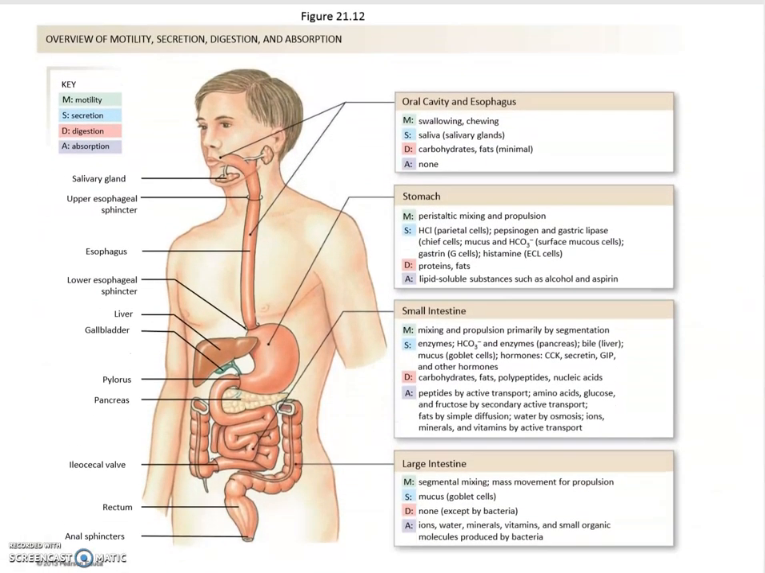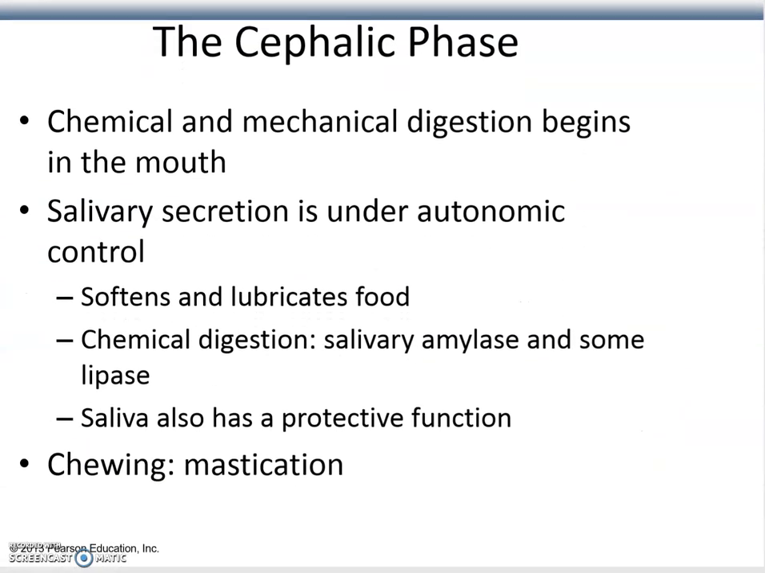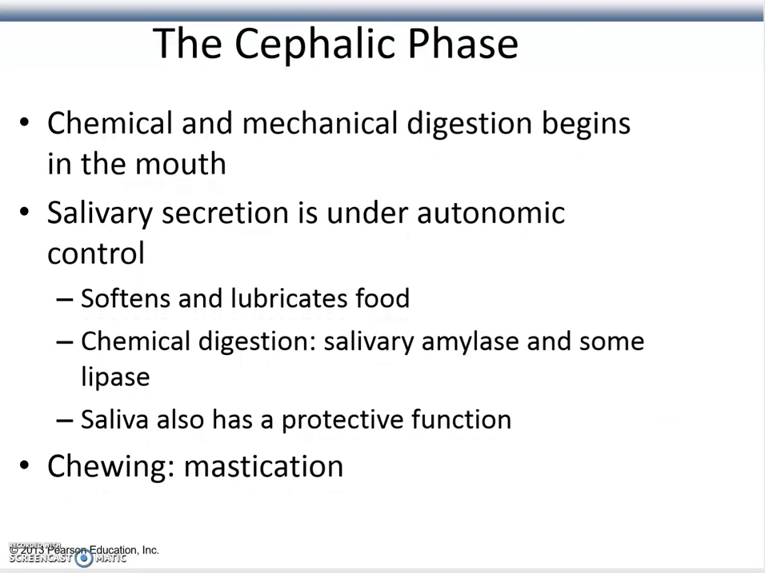And in this summary slide, you have an anatomy picture of the different processes that are taking place in terms of motility, secretion, digestion, and absorption, highlighting what's happening in each section of your gastrointestinal tract, so you can review that on your own. Now let's move on to the different phases of your digestive processes.